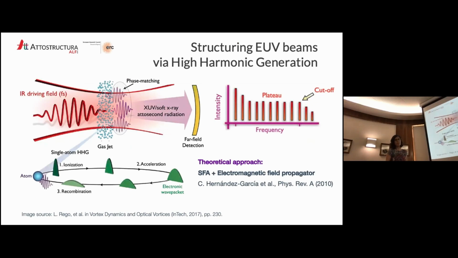The only restriction that we need to take into account is that in the three-step model of high harmonic generation, the recombination step only occurs for drivers with a low ellipticity. So we need to keep this in mind for something I will comment on later. And for these calculations, among the different possibilities that Javier has commented before, we are using the strong field approximation and then the electromagnetic field propagator to have the signal at the far field detectors.